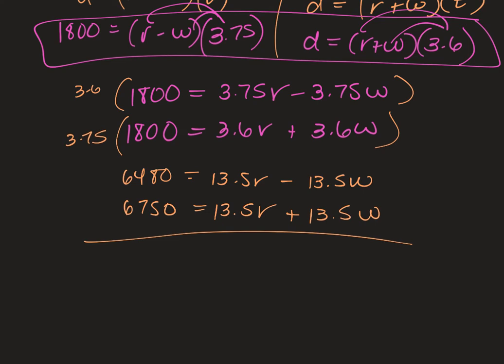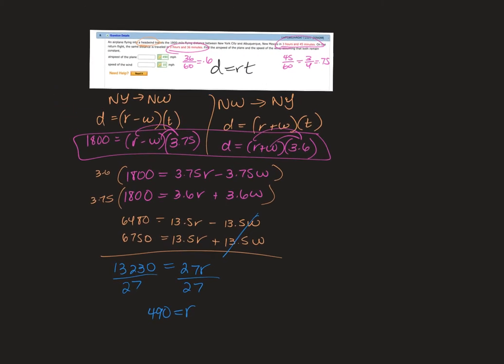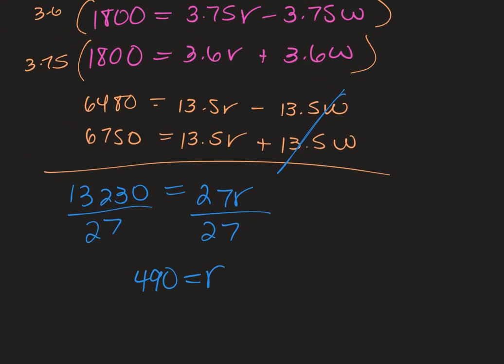When I add these, the W terms are going to cancel. 6480 plus 6750 is 13,230, and then 27R. Divide there. And my rate is 490. This would be miles, right? That's what the unit says. Yeah, miles per hour. So that's without the wind.